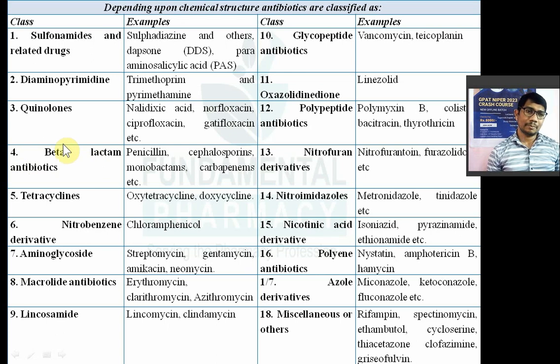In that you will have a beta lactam ring. इसमें बीटा लैक्टम रिंग रहेगा. For example penicillins, in that you have different classes of penicillins. पेनिसिलिन के ऊपर ही अलग क्लासिफिकेशन है, we'll see in upcoming sessions. Now cephalosporins का भी अलग क्लासिफिकेशन है. So penicillin, cephalosporins, monobactam, carbapenem, all of them belong to beta lactam antibiotics.